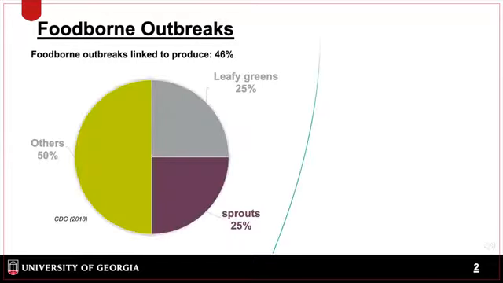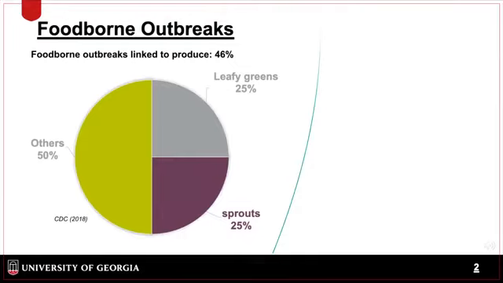Foodborne illnesses are a common yet preventable public health concern, and they represent a huge economic burden. Of the outbreaks that happen yearly in the United States, nearly half are linked to fresh produce, in which 25% is linked to leafy greens and 25% to sprouts, and the other half is linked to tomatoes, peppers, cantaloupes, melons, and other commodities.